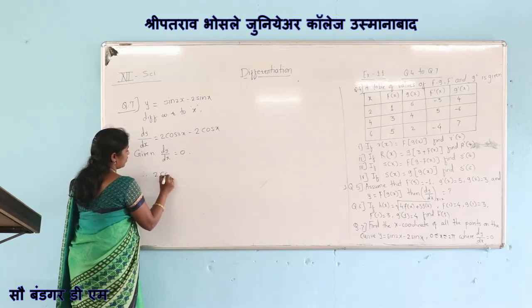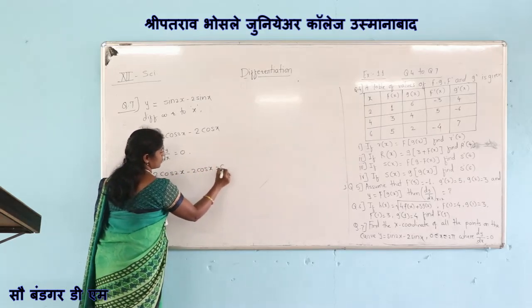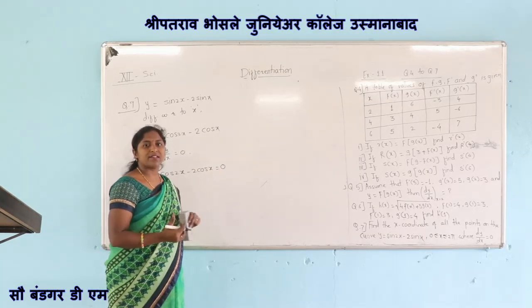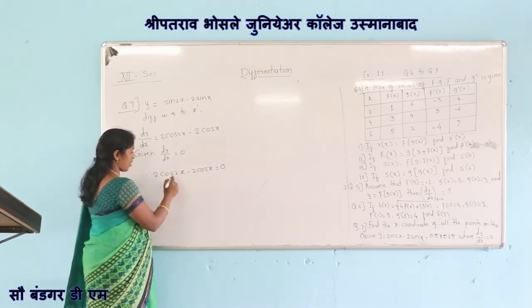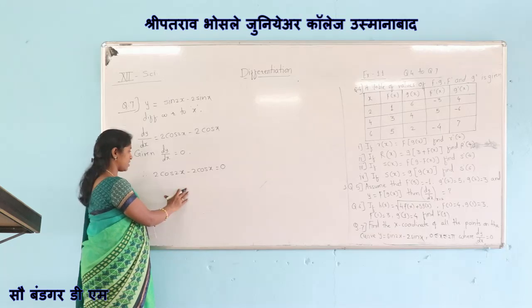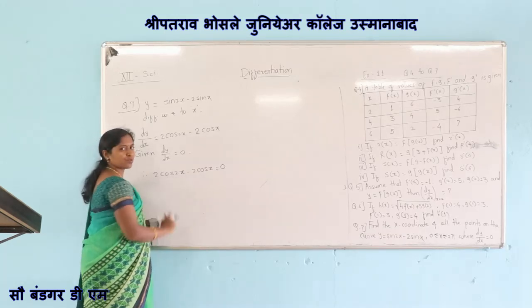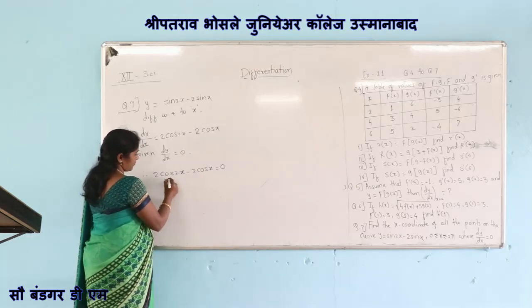So 2 cos 2x minus 2 cos x is equal to 0. Now we have to find the x coordinate, the value of x. To find it we have to solve this equation, 2 cos 2x minus 2 cos x. Now we have to replace some of the formulas.